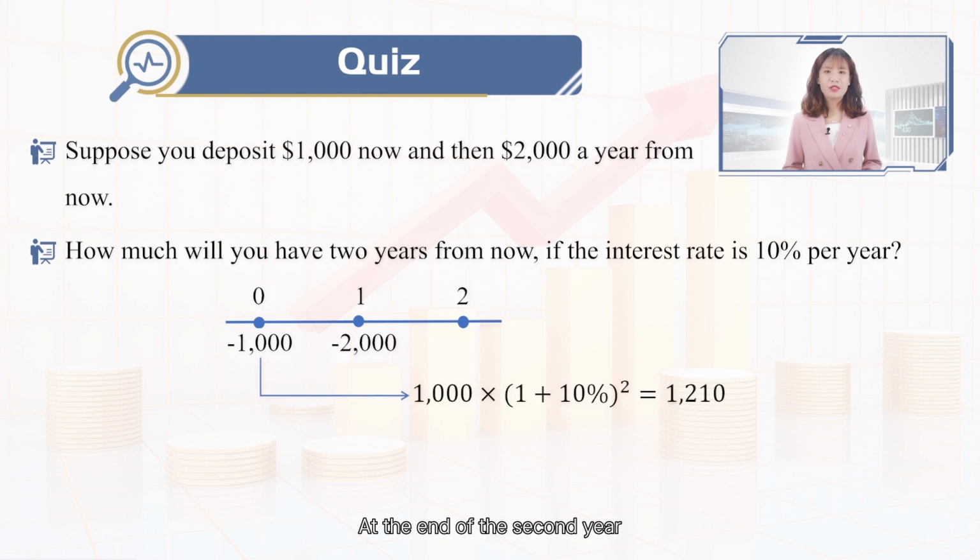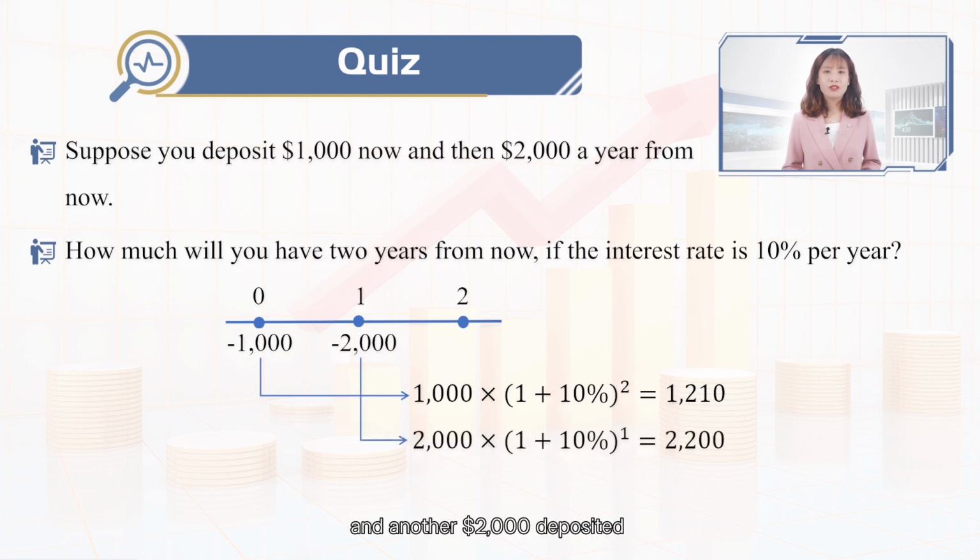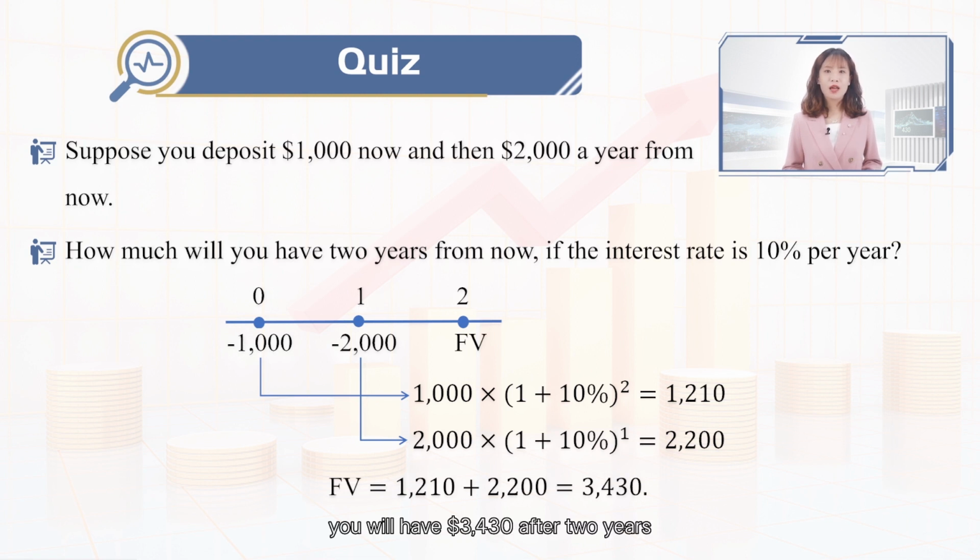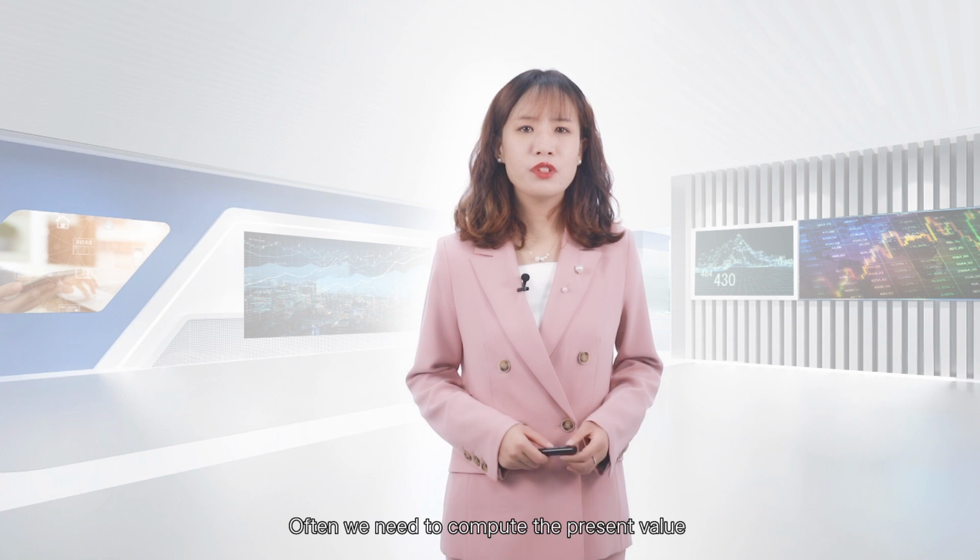At the end of the second year, the $1,000 deposited at time 0 grows to 1,000 multiplied by 1 plus 10% to the second, and the $2,000 deposited at the end of the first year grows to 2,000 multiplied by 1 plus 10%. Adding the two FVs together, you will have $3,430 after 2 years.